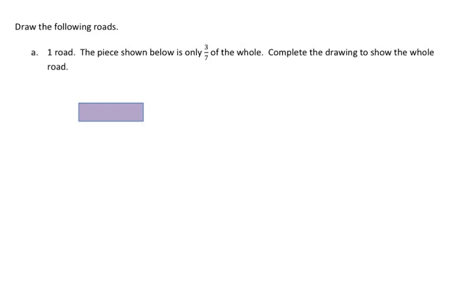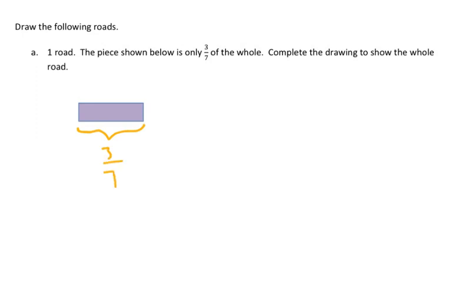So A says one road. The piece shown below is 3/7 of the whole. Complete the drawing to show the whole road. So if this little piece right here is 3/7, that means it's 3 sections.